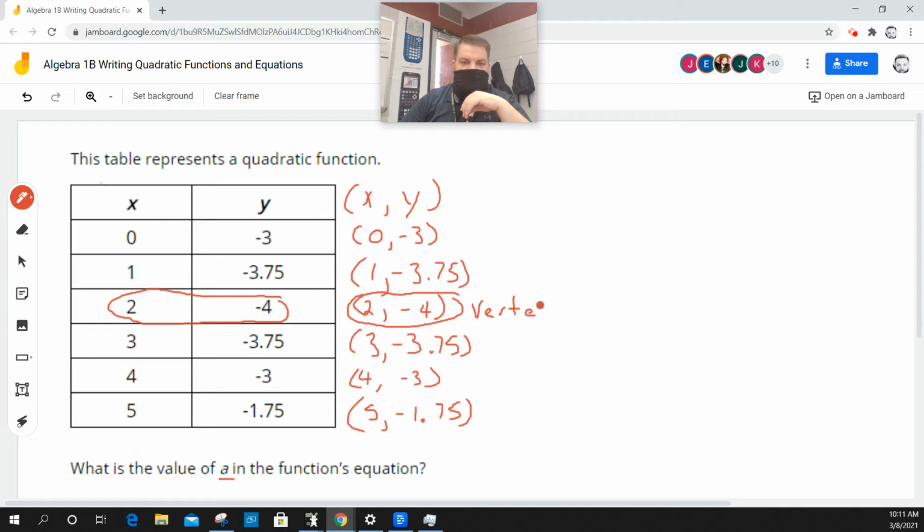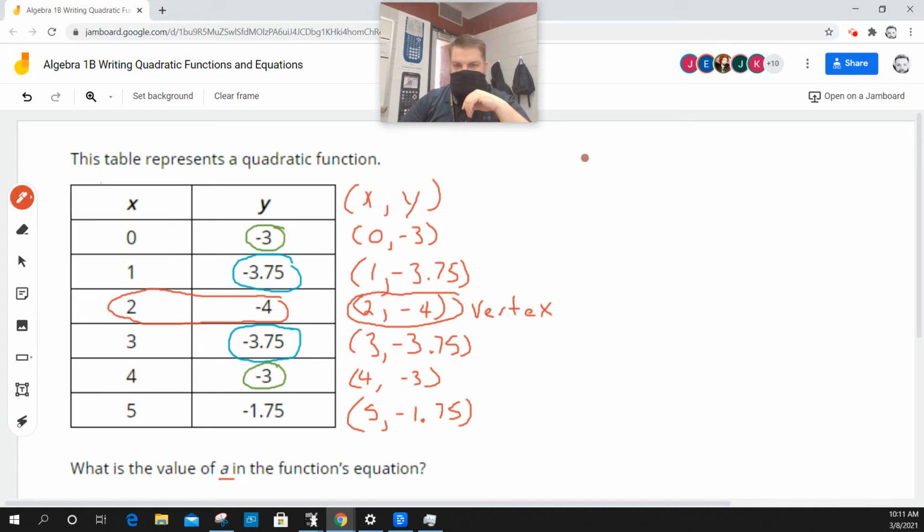How do I know that? Look at the y value. If I go this direction, I get -3.75. If I go this direction, I get -3.75. If I go two spaces in this direction, I get -3, -3. So this is my vertex.